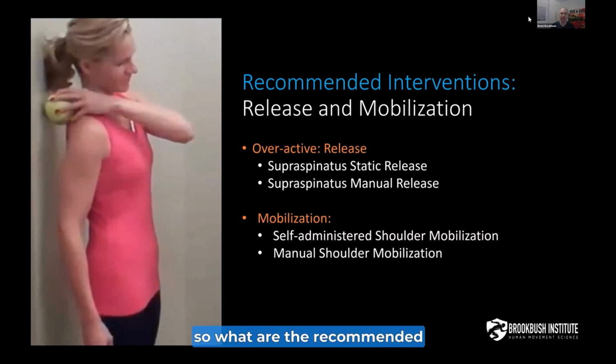All right, so what are the recommended interventions? Well, we have release and mobilization. As we talked about, you're not going to lengthen the supraspinatus, but shoulder mobilization may be helpful. And we have both self-administered and manual techniques for the supraspinatus. And then, of course, for shoulder mobilization, there's self-administered shoulder mobilization and manual shoulder mobilization. If I'm going to try to affect my supraspinatus, these are the techniques I'm thinking about.